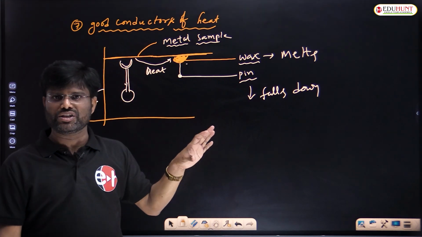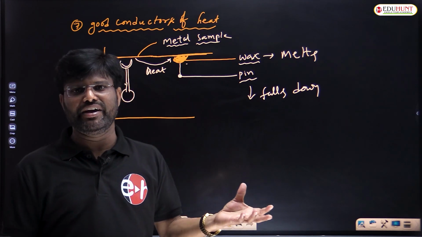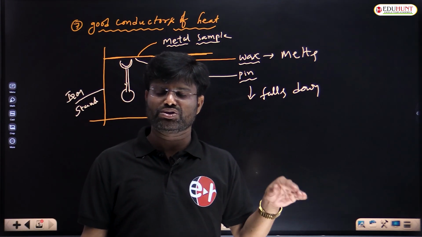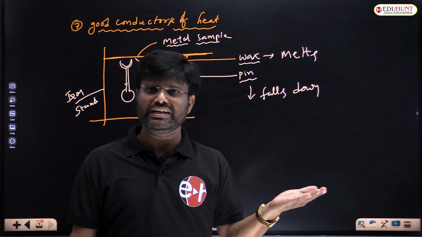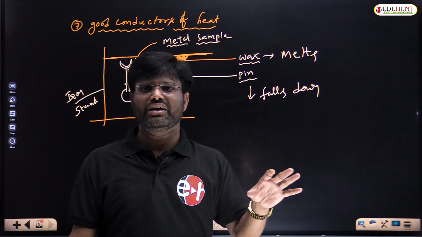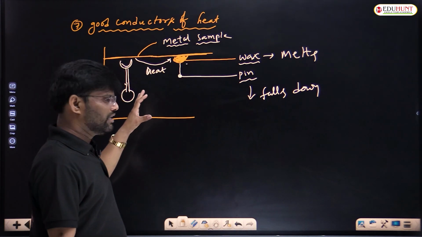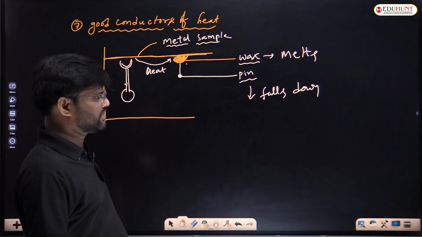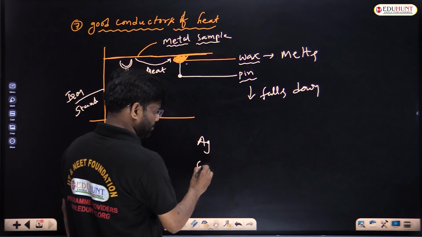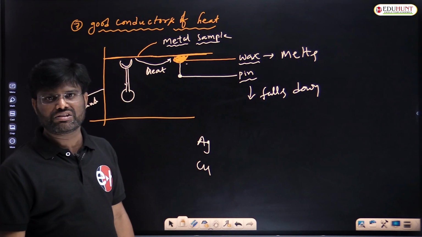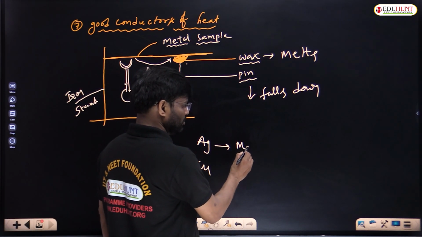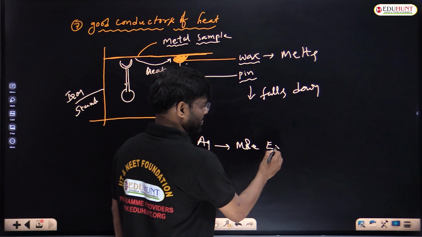From this activity, what did you understand? Metals are good conductors of heat. If they allow the heat, that is a good conductor. If they allow the electric current, that is also a good conductor. They allow the electric current because they have electrons. So which are good conductors here? Silver and copper are the best conductors of heat and electricity. But silver is more expensive.